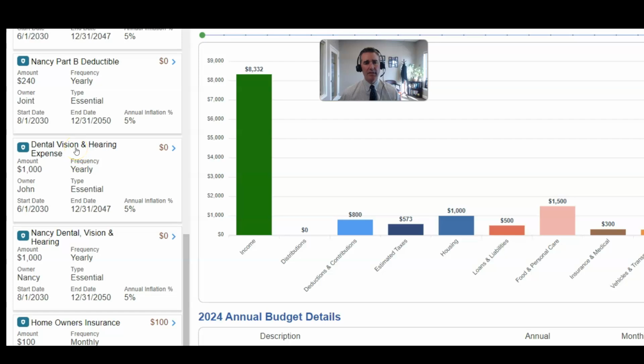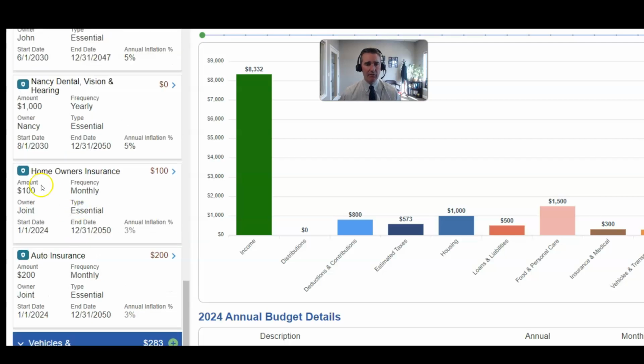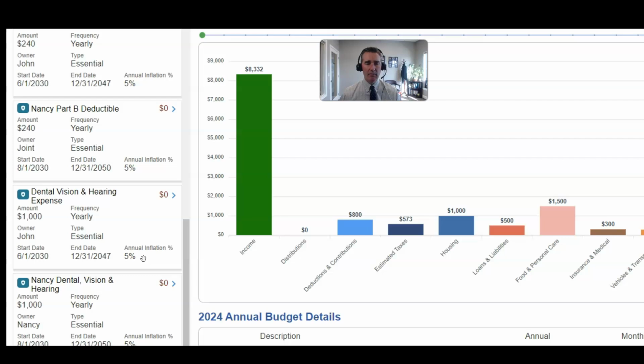Then they're also going to have dental, vision, and hearing expense. So for each one of them, we're estimating $1,000 per year in either dental, vision, or hearing expenses. And then, of course, we have their homeowner's insurance, which is about $100 per month, and their auto insurance, which is about $200 per month. So that helps us get a picture of what their insurance expenses are going to be when they get into retirement. I hope you found this helpful.